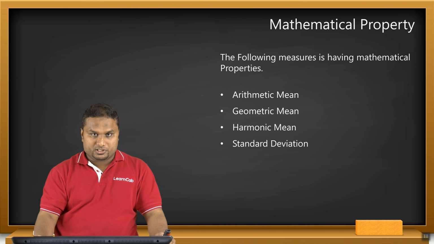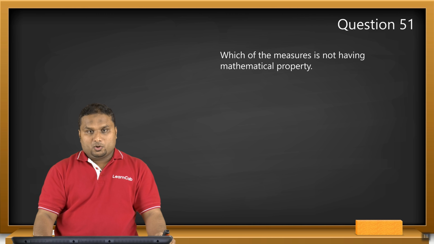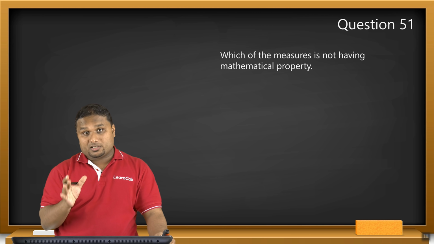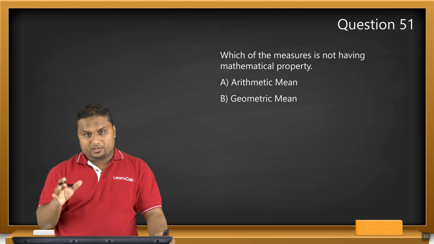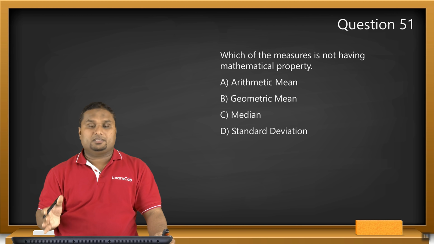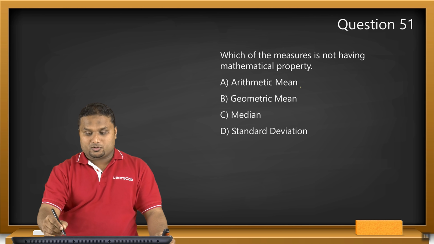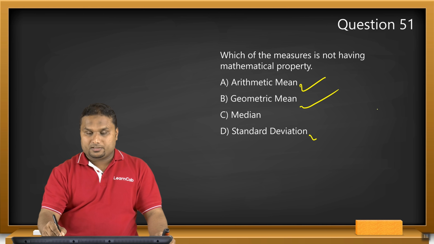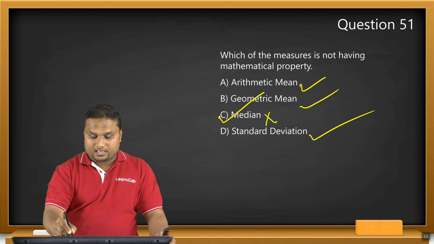So, let's go for the question based on mathematical property. Question number 15. Which of the measures does not have mathematical property? Option A arithmetic mean, option B geometric mean, option C median, option D standard deviation. Arithmetic mean has mathematical property, geometric mean also has it, standard deviation also has it. So, the measure which does not have mathematical property is median. So, median is the right answer.